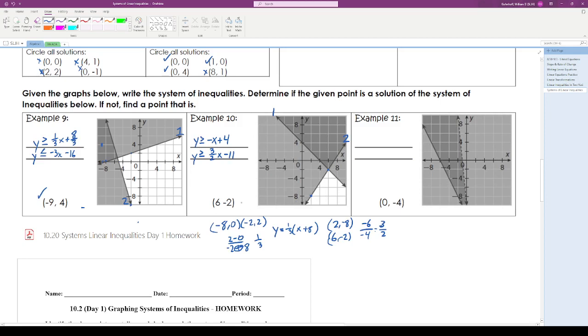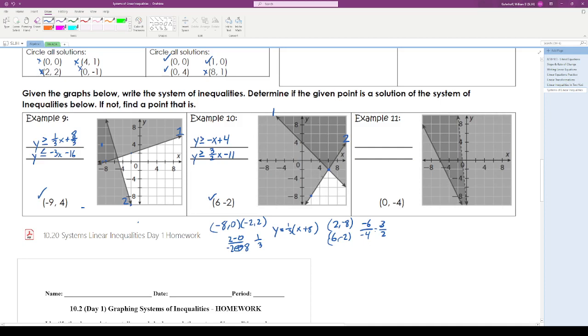Okay, so 6, -2, is that a solution? So 2, 4, 6, -2. We're talking about this point right where the two graphs cross. Since they're both solid lines, that would be a solution. But if even one of the two was a dashed line, this would not be a solution because it wouldn't be included with that one.